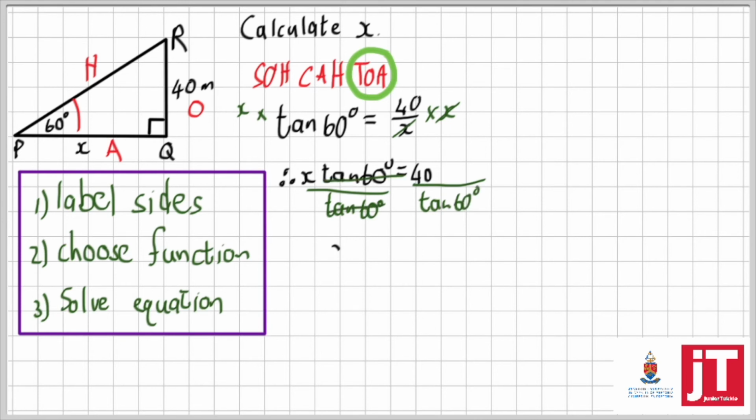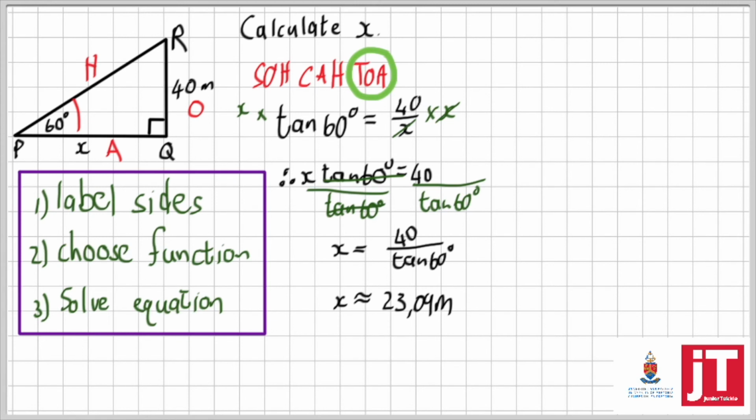Beautiful little thing, because the tan 60 is divided away. And on the right hand side, it leaves me with 40 over tan 60. Which gives me a final answer of 23,09. Now this is a very important little thing.